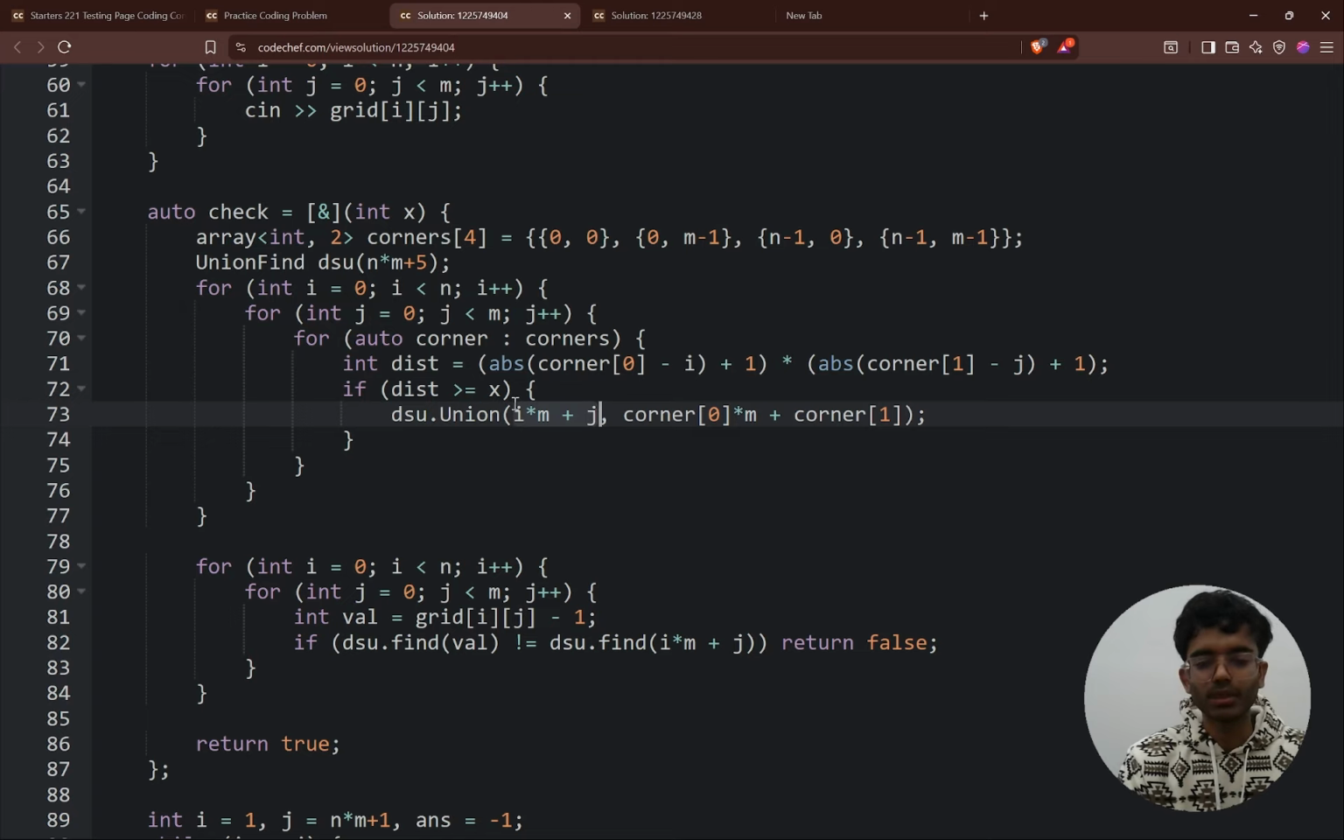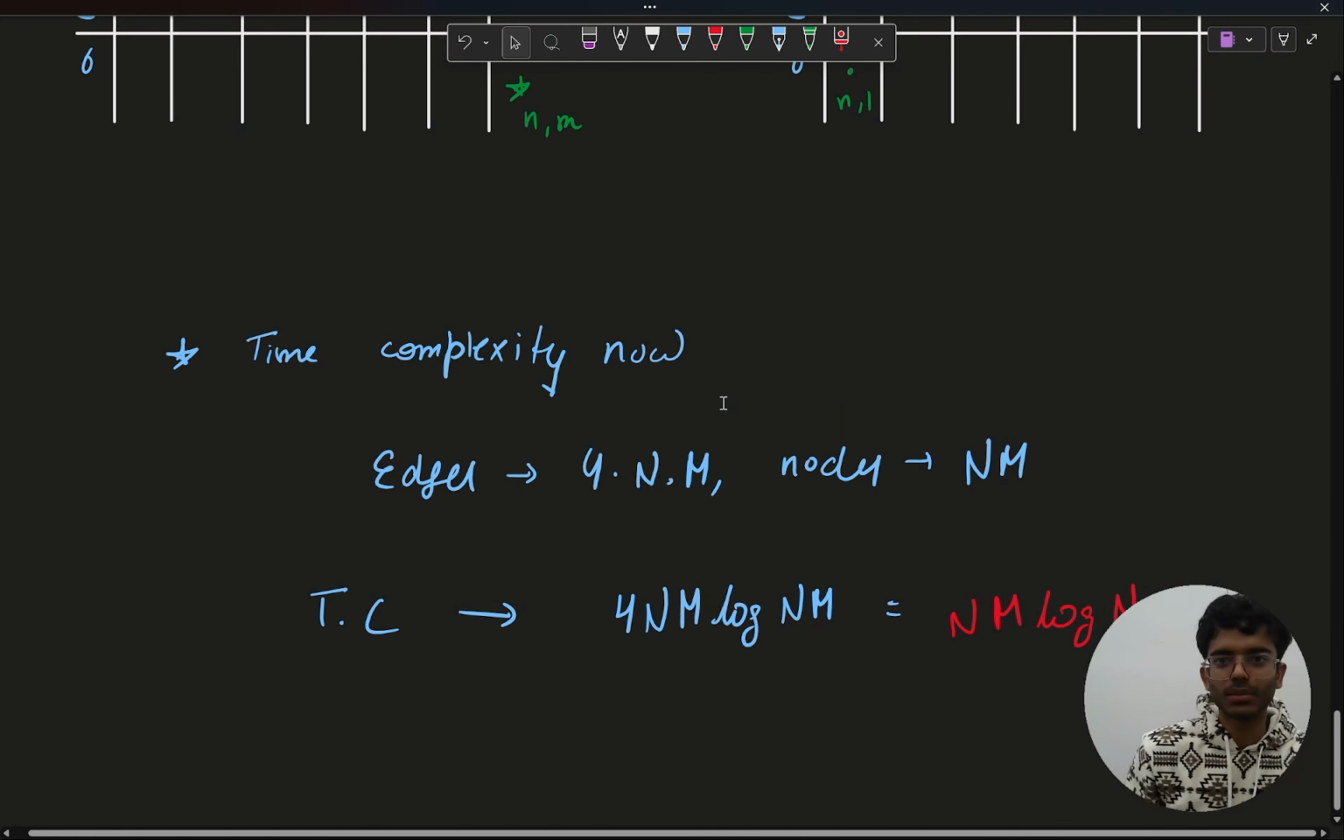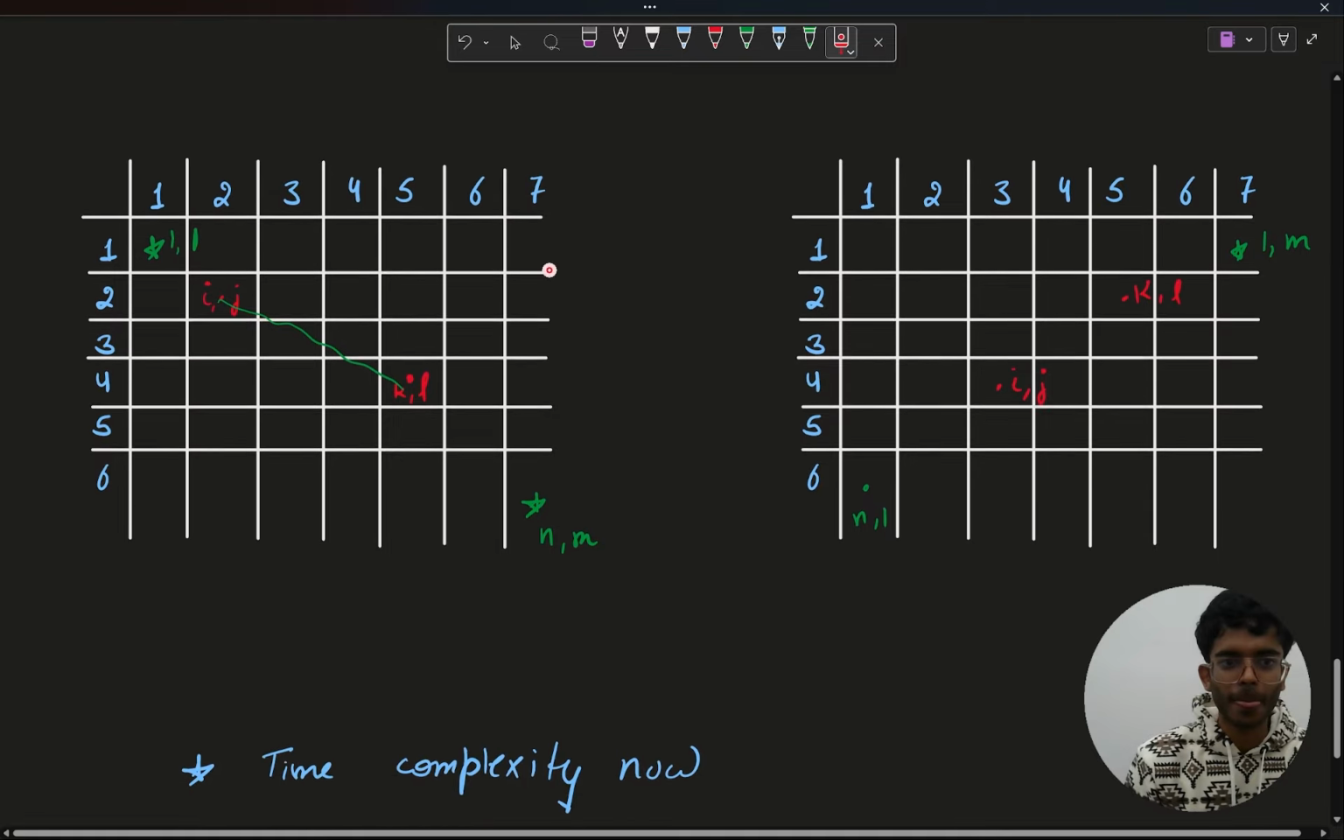Yeah, we'll just simply connect those two nodes. So this is like i into m plus j, and this is corner of 0 into m plus corner of 1. So this is basically just to convert the pair into a single number. Essentially what we are doing here is mapping the numbers like this.